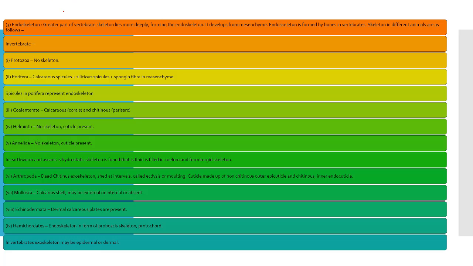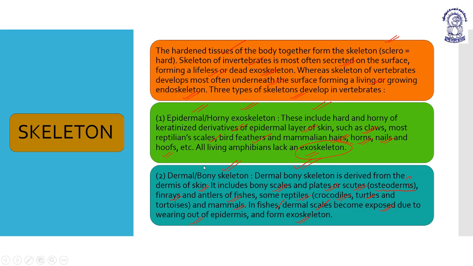Endoskeleton. The greater part of the vertebrate's skeleton lies more deeply, forming the endoskeleton. It develops from mesenchyme. The endoskeleton is formed by bones in vertebrates. Skeleton in different animals is as follows. Okay. When we talk about invertebrates, whether they have endoskeleton or exoskeleton, the endoskeleton is different from the exoskeleton. It is made up of mesenchyme. It basically forms bones in vertebrates. The exoskeleton is dermal, epidermal or bony.